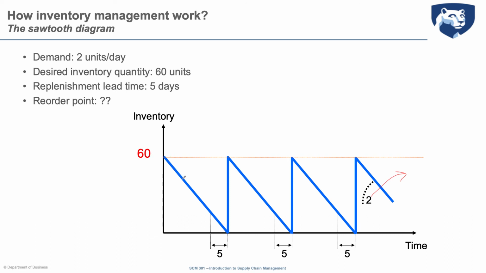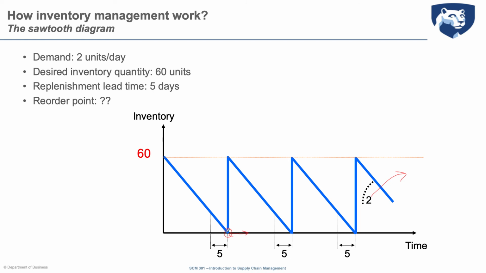So the inventory decreases until I reach 0. When I reach 0, I need to ask my previous stage to give me new product. Problem: my supplier needs 5 days to replenish inventory, to give me 60 new units. So if I issue the request here, it will take 5 days, which means that for 5 days I won't have any material to satisfy the demand. So I will lose 10 potential sales, because the demand is 2 units per day and I won't be able to satisfy it.